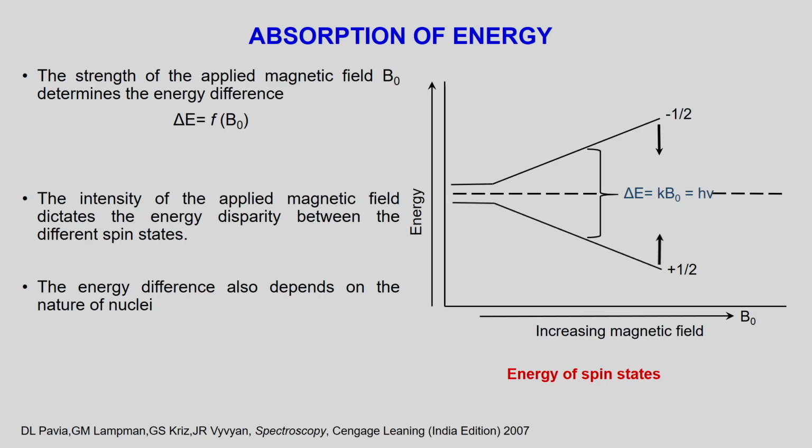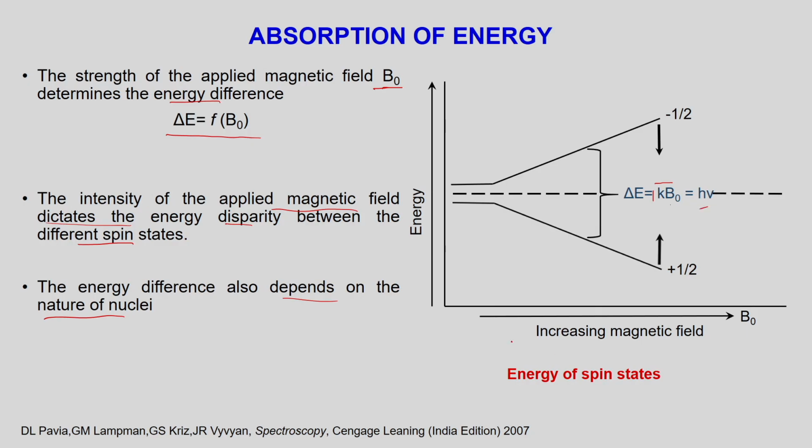So, it means that the strength of the applied magnetic field, which is B naught, will define the energy difference. This energy difference is a function of the applied magnetic field, fine. So, the intensity of the applied magnetic field dictates the energy disparity between the different spin states. The energy difference also depends on the nature of the nuclei. So, not only the states, it also depends upon the nuclei, whether it is a proton, carbon 13, chlorine, oxygen, whatever. So, this difference is based on some factor k times the magnetic field applied, which is equal to h nu. Okay.